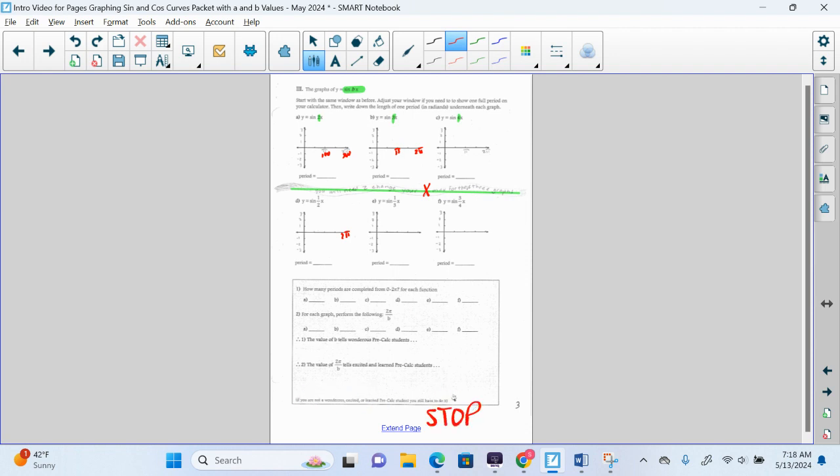So you are going to just work on pages 2 and 3. Do not worry about anything else. Try to answer these questions. If you don't get them right, no big deal. We're going to go over them together in class.